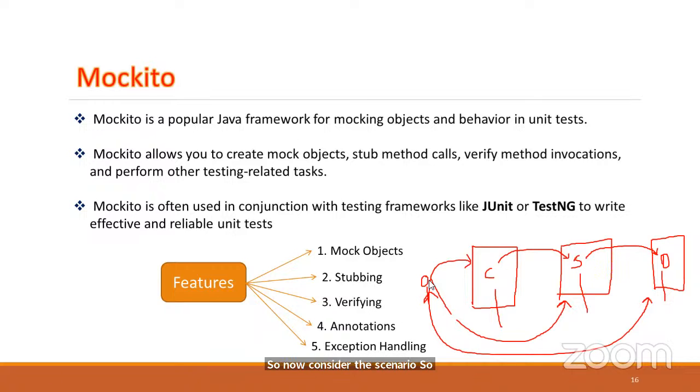So now consider the scenario. You have some deadline in your project for a particular task. So the manager decided to divide that task into three subtasks. Subtask A, subtask B, and subtask C. To work on these subtasks, he assigned another three developers. Understand? Another three developers.